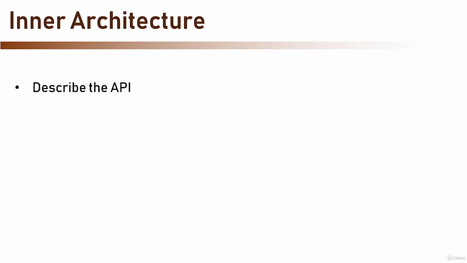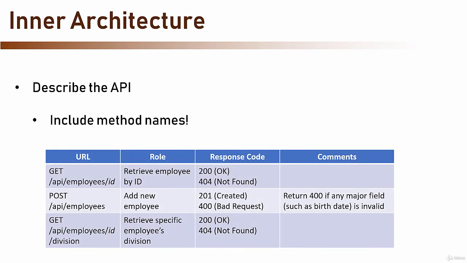Start with describing the API of the component if there is any. Don't be afraid of detailing the actual methods of the API. It will make the development much easier and faster. I usually include a table that describes all that is needed to know about the API, its role, URL, response codes, and comments. It proves to be a great technique when working with the developers, as they already know how the component exposes itself and sets the context for the rest of the architecture.